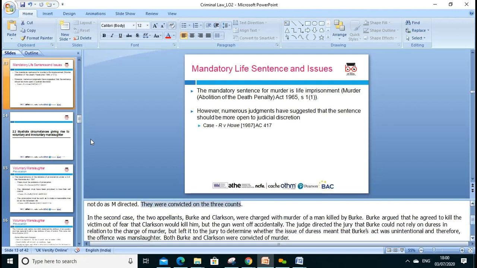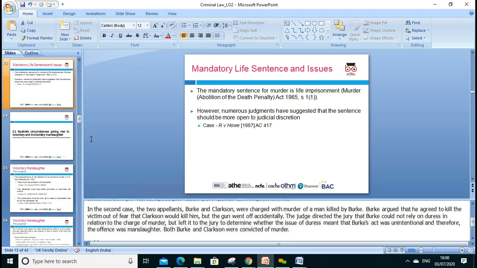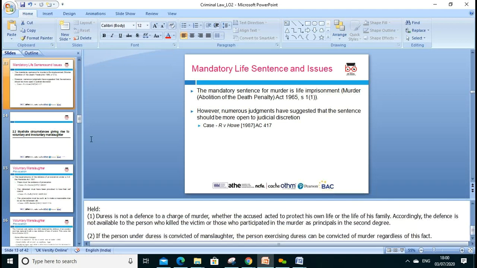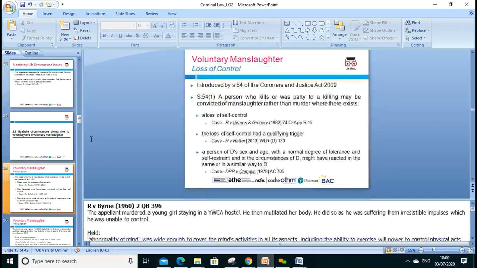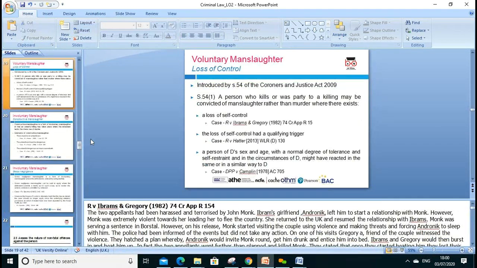In the second case, the two applicants, Burke and Clarkson, were charged with the murder of a man who was killed. Burke argued that they agreed to kill the victim out of fear. Basically, in criminal law, evidence is what matters, because we need it to charge anyone. So these cases were held and charged, and we need to look at the outcome of these cases. Any question? No, that's fine.